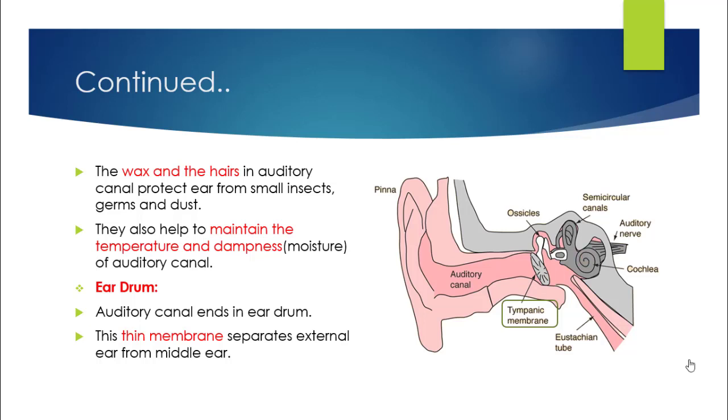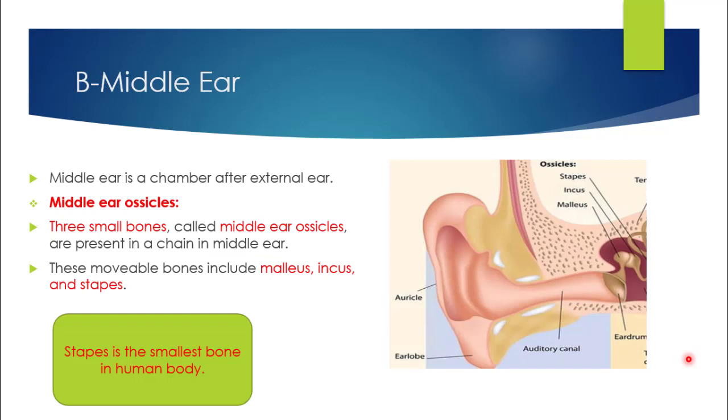Students, now we will discuss the second important part of the ear, that is the middle ear. The middle ear is a chamber right after the external ear, and it consists of three important parts. Number one, middle ear ossicles. Three small bones that are also called middle ear ossicles are present in a chain in the middle ear. These movable bones include malleus, incus, and stapes.